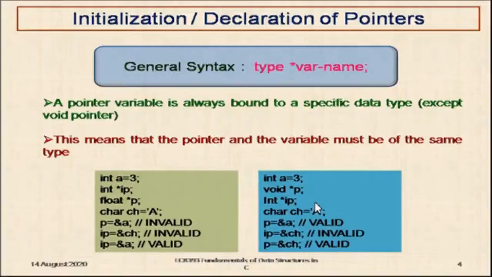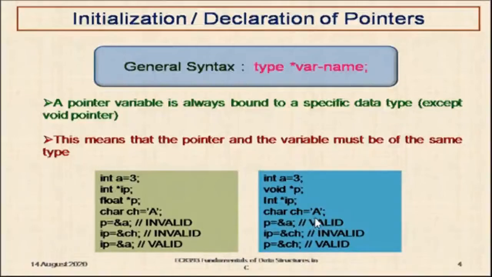Whereas we have one more pointer called void pointer. That is what is called a general purpose pointer. The void pointer is able to address any type of variable. That you can see in this example. int a = 3, void *p. So p is the pointer variable of type void. So you know, void is also one of the data types. It's along with int *ip. ip is the pointer of type integer.